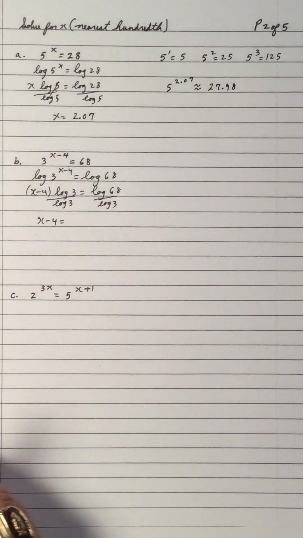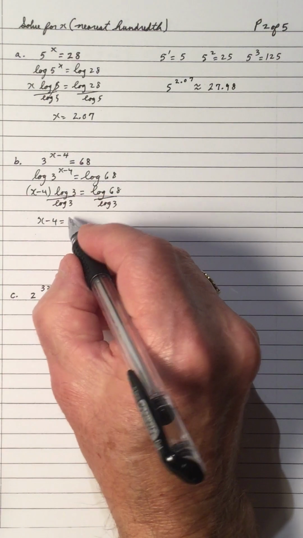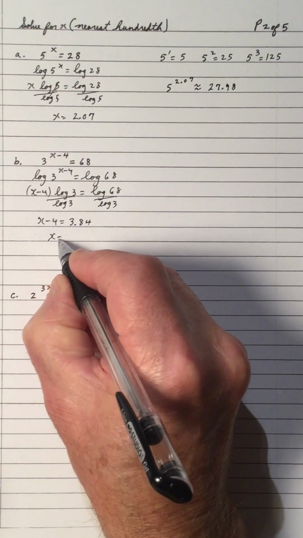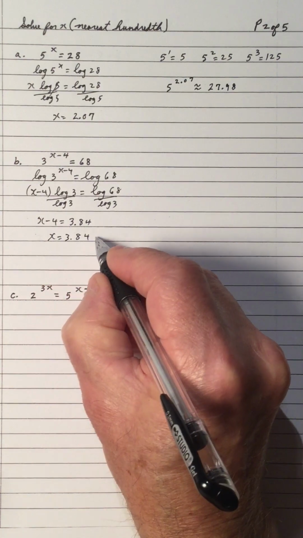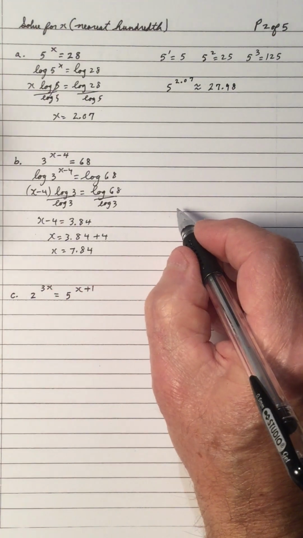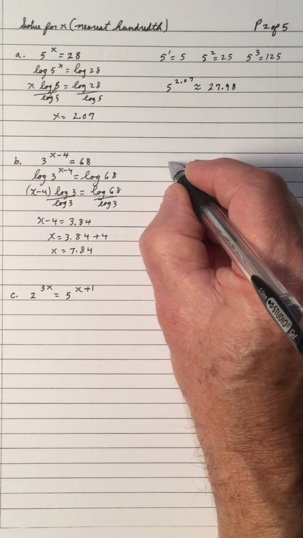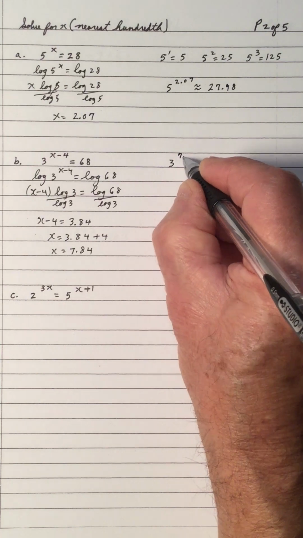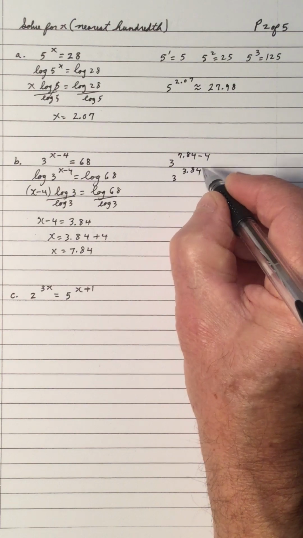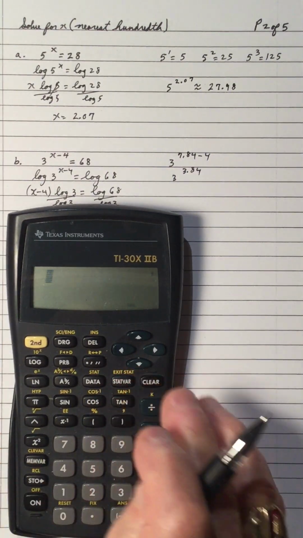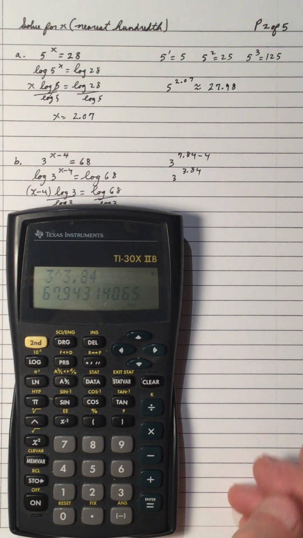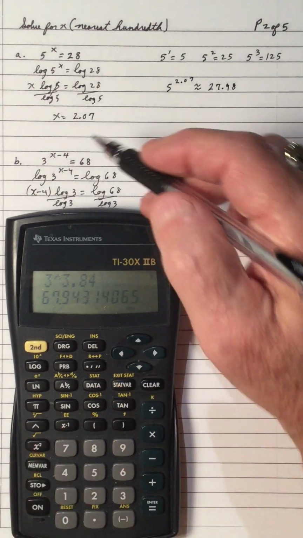So the log of 68 divided by the log of 3, if you use your calculator and check it out, remember you can pause your video and work this out, is 3.84 to the nearest hundredth. So x minus 4 equals 3.84, add on 4, so x equals 7.84. That's an approximate, and just as a little check, 3 to the 3.84: 3, power button, 3.84, and we get 67.94, which is close to 68.